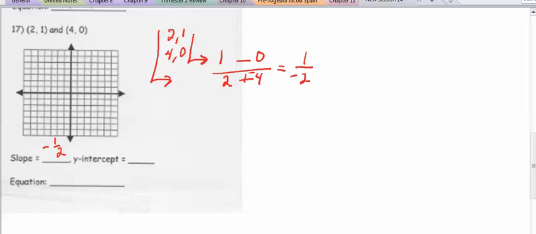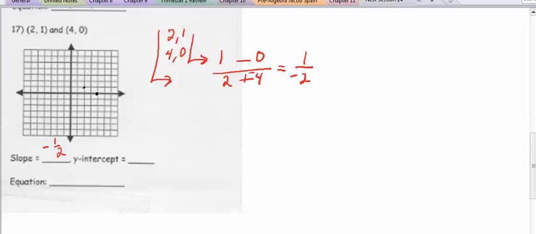Okay, graph the points. 2 and 1. So over 2, up 1. Over 4, 1, 2, 3, 4, and don't go anywhere at 0. Okay, so now we have a graph. We need to find out where it crosses the y-axis.